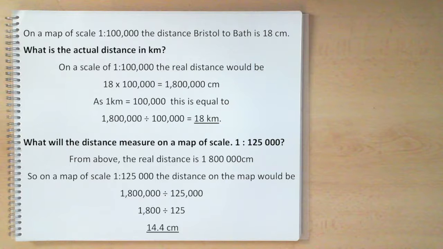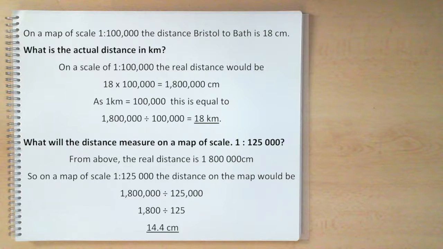So if we were to redraw our map on a different scale of 1 to 125,000, the distance from Bristol to Bath wouldn't be 18 centimetres, it would be 14.4 centimetres. So you can see that as we increase the scale, so we increase that second number in the unitary ratio, we decrease the distances that we're going to actually draw on our maps.